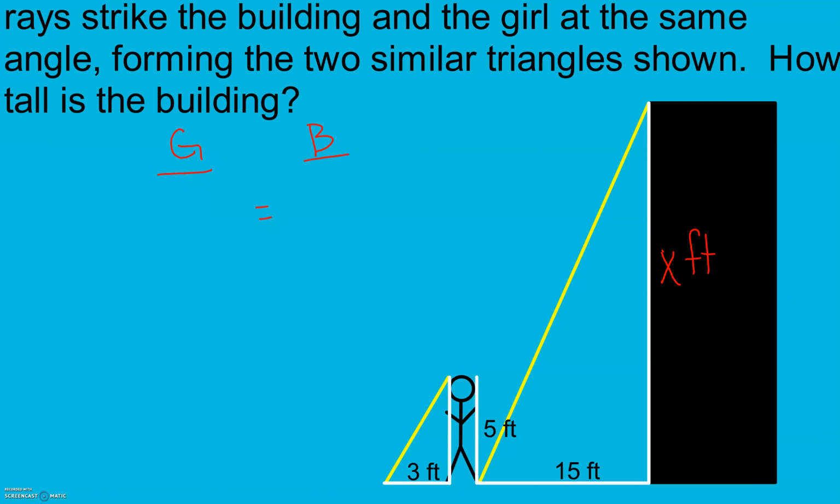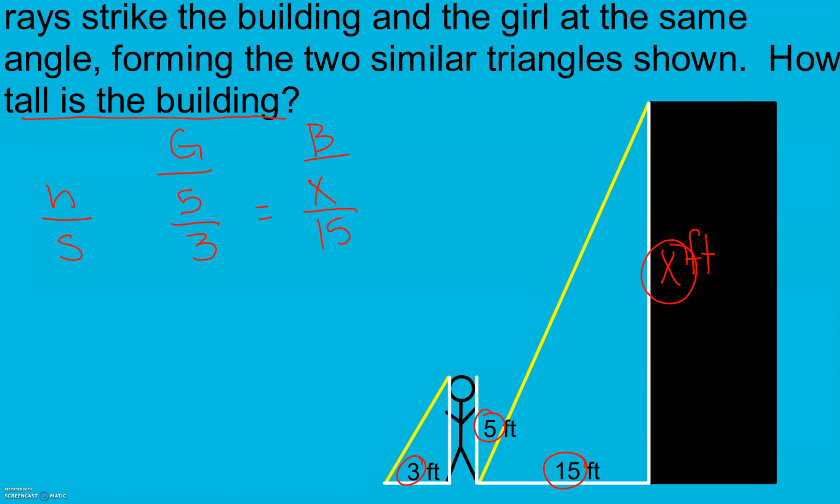Those are the two pieces we have, and of them we know height and shadow. So I'm going to compare height to shadow. The girl's height is 5 and her shadow is 3. The building's height we don't know, but we know the shadow is 15. Height, shadow, height, shadow. And we don't know that height, that's what we're looking for. How tall is the building?